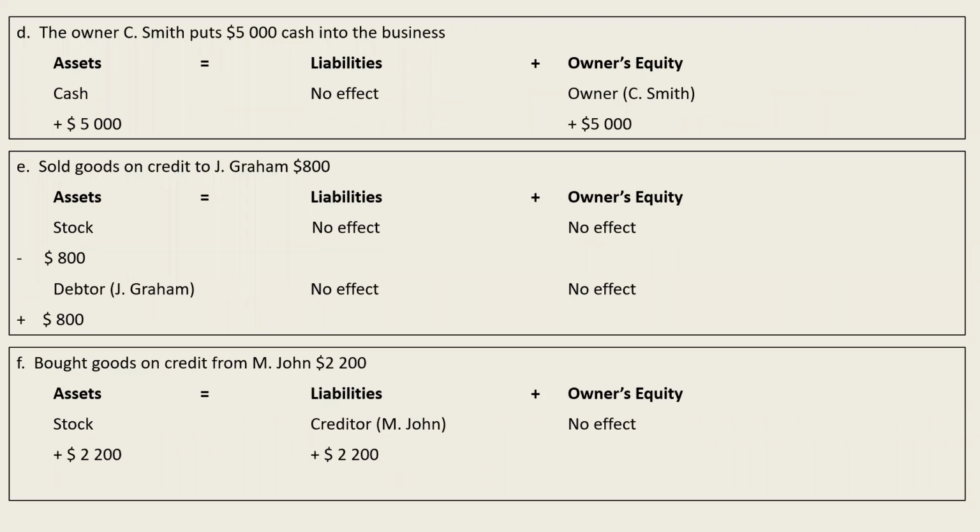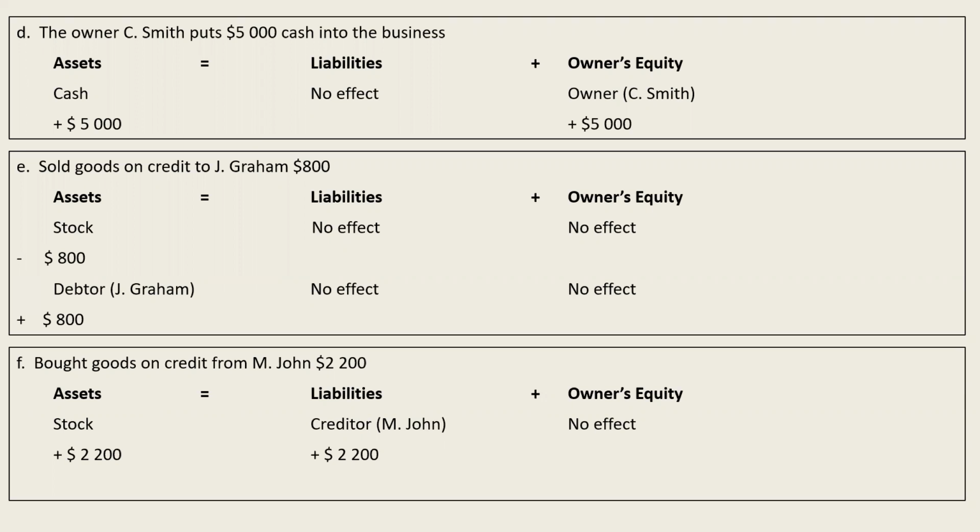And now we are going to F. Bought goods on credit from M. John, $2,200. If you bought goods, just focus on the fact that you have bought goods. So it means that goods are coming into the business. So it's going to be a plus for stock. It's going to be an increase for stock. So it's a plus 2,200 because goods came into the business. It is a $2,200 increase in stock for the business.